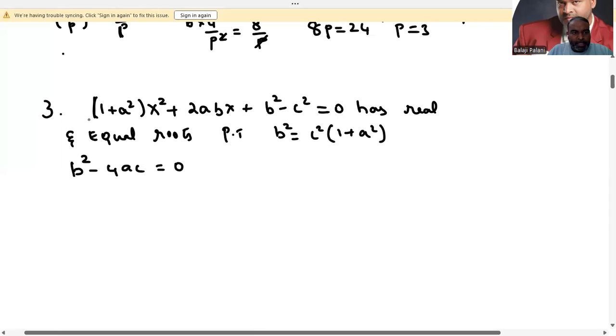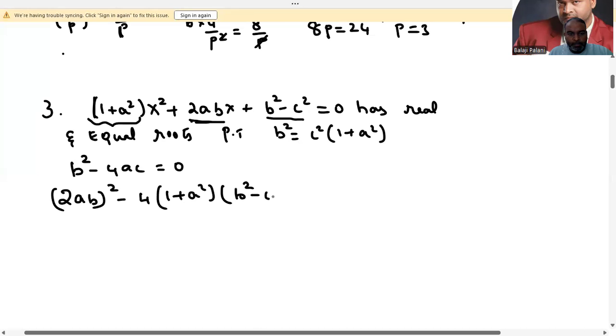So identify a, b, c here. This is your a, the coefficient of x square. This whole value is your b, the coefficient of x, and the independent term is your c, the constant part. Okay, so directly put the values for b square minus 4a into c. As per the condition, real and equal roots is equal to 0. See how the calculation part is even more important here. Square it, because it is 2ab the whole square, 4a square b square.